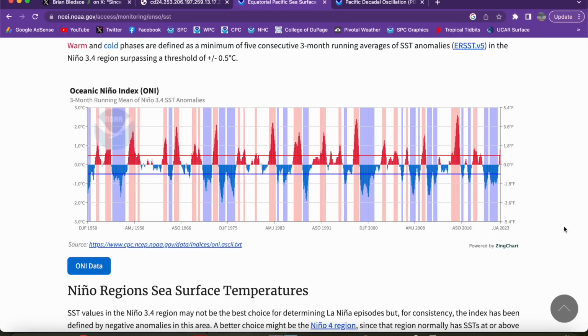All right, let's talk about some possible analogs to the background conditions we're expecting to see this fall and winter.